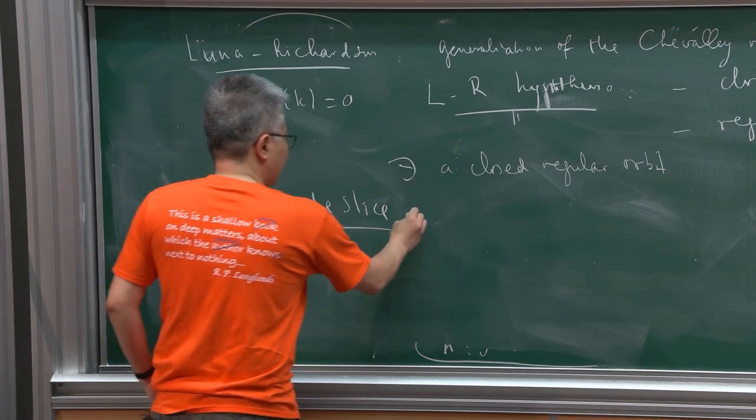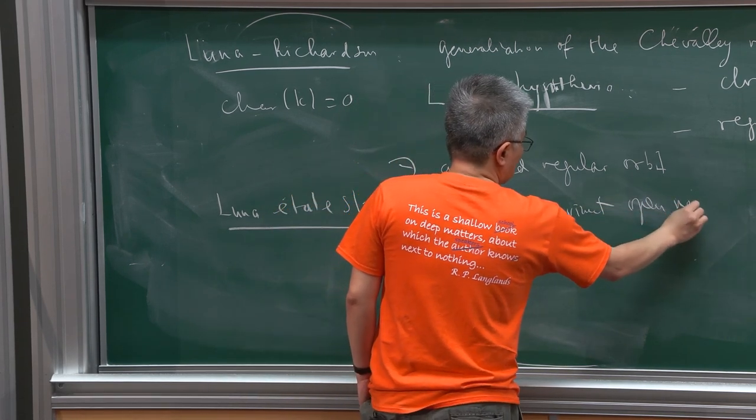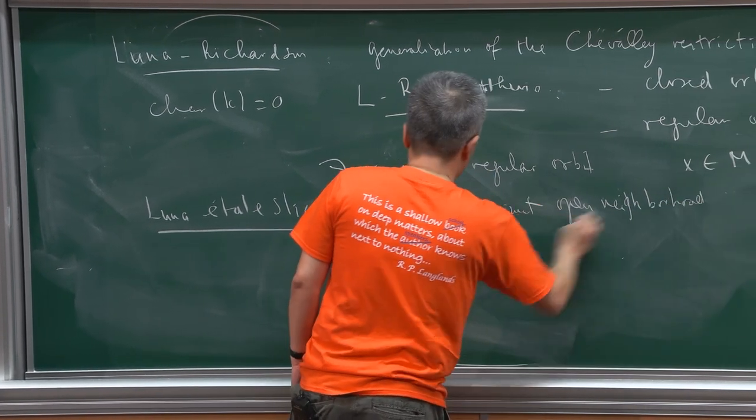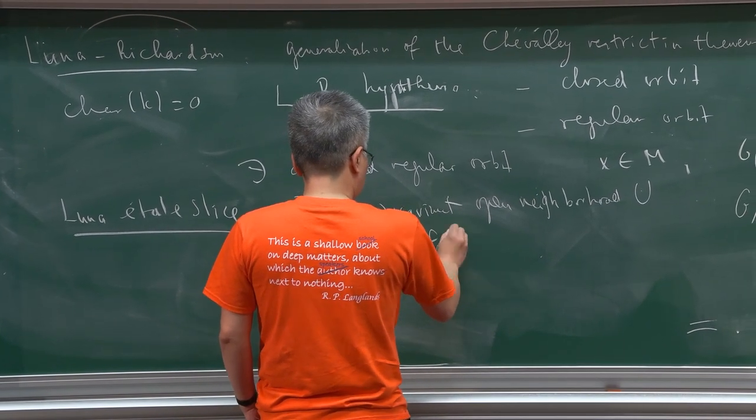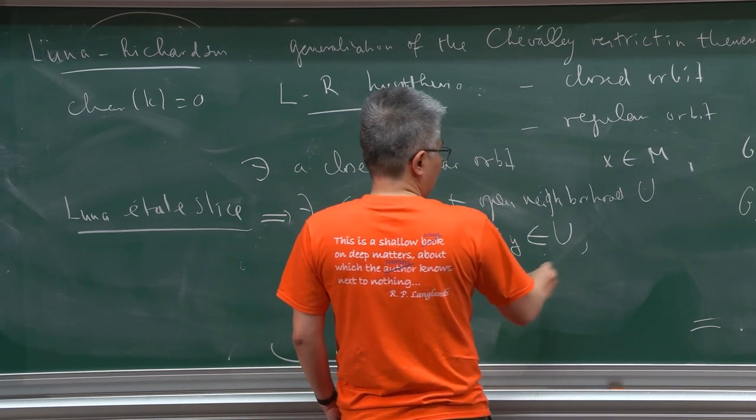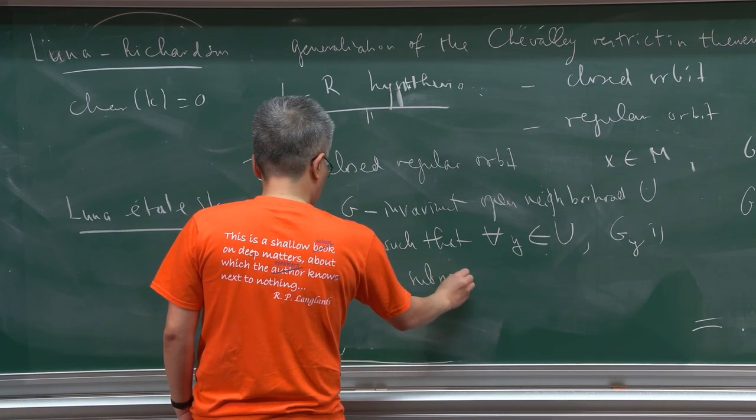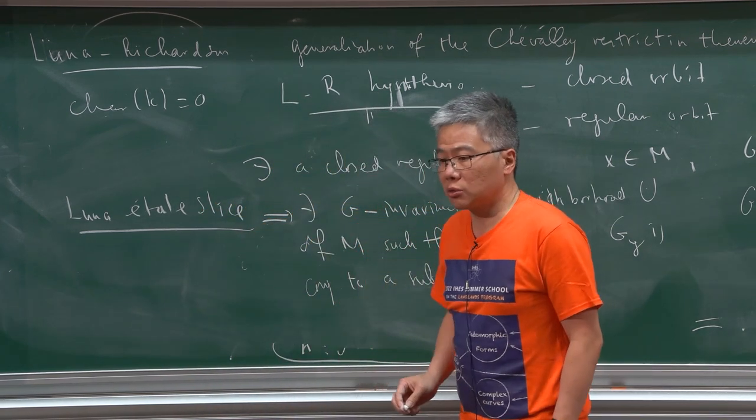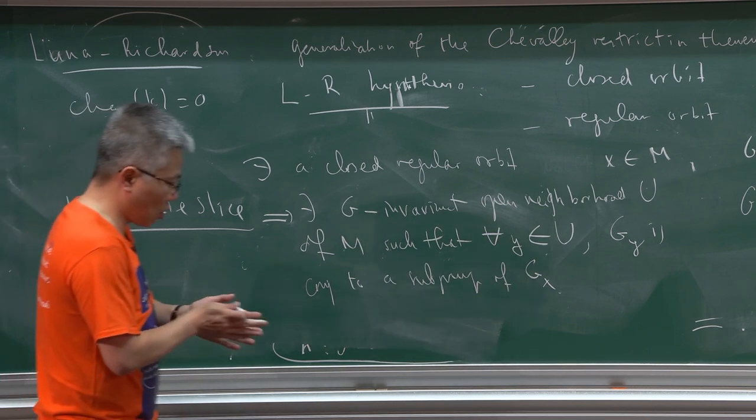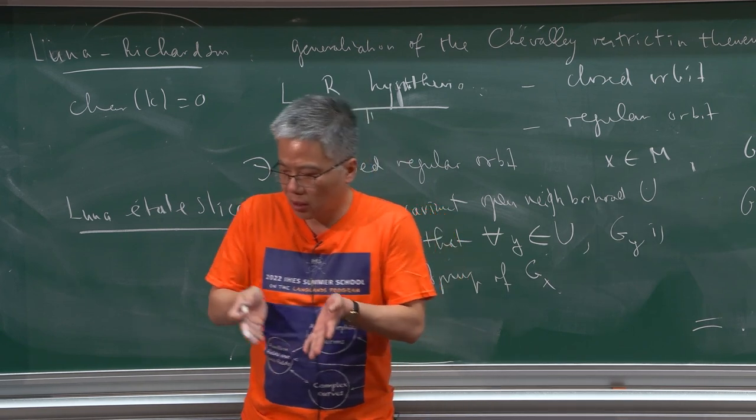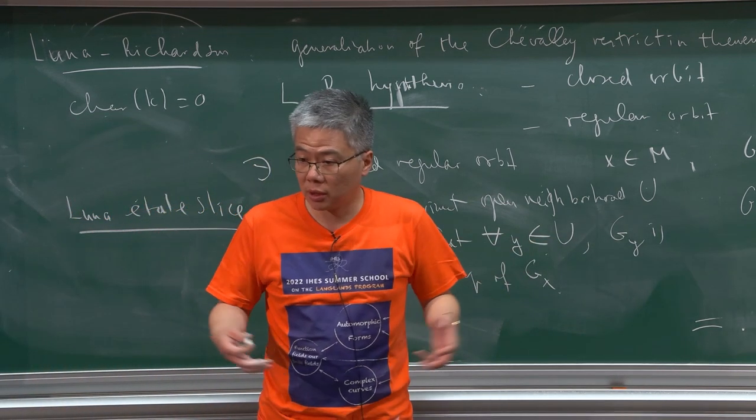And it implies the fact that there exists a G-invariant open neighborhood U of M such that for every Y inside this U, the stabilizer of Y is conjugate to a subgroup of Gx. And that is the concrete application of the Luna slice: as long as you assume that your orbit is closed, you can create an open set, the image of the Étale slice, so that at every point the stabilizers get smaller, they cannot get bigger.